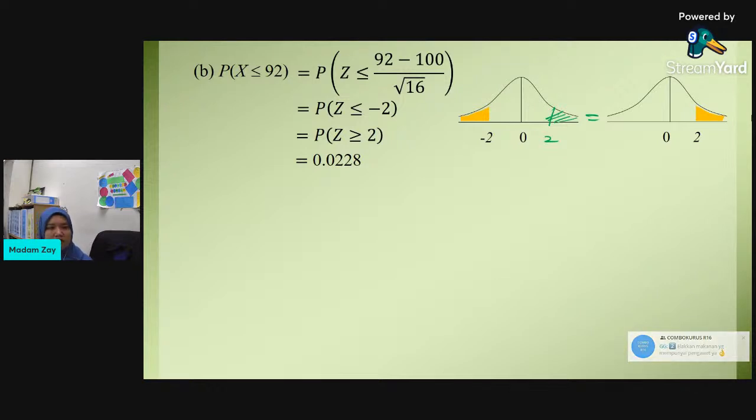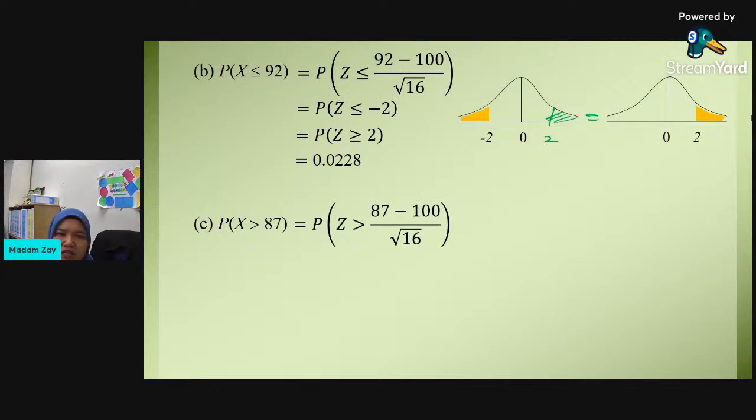Okay, seterusnya. Soalan C, probability of X more than 87. Bila kita buat pengiraan, masukkan formula daripada X tukar pada Z. So, belah kanan tu pun 87 tu pun kena tukar dalam bentuk nilai Z. So, dia akan jadi 87 minus 100 divided by square root of 16. Betul tak? So, square root of 16 is 4. 87 minus 100 is negative 13. Negative 13 over 4, you akan dapat negative 3.25.